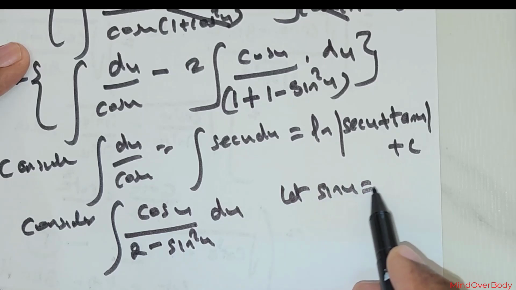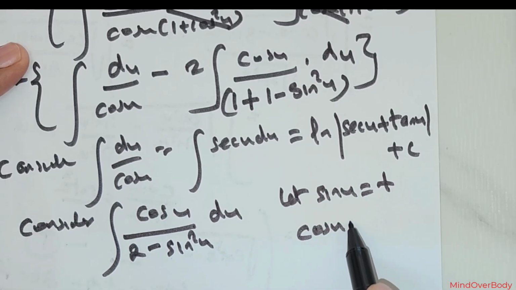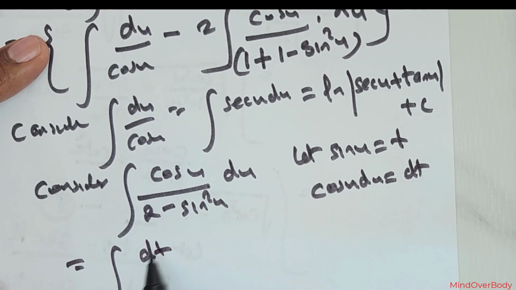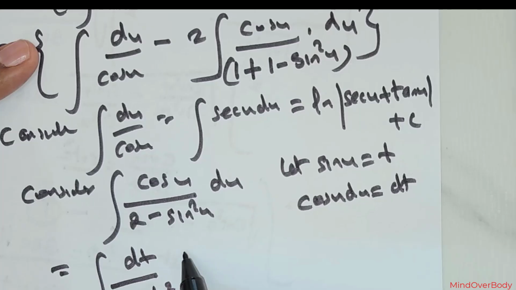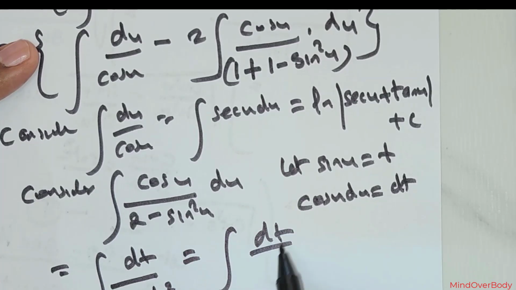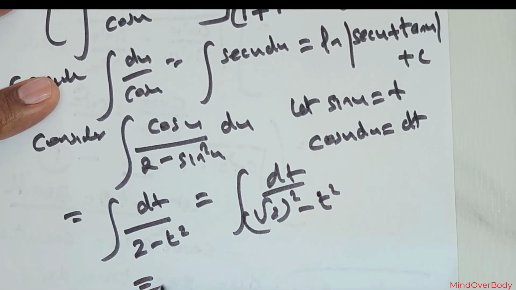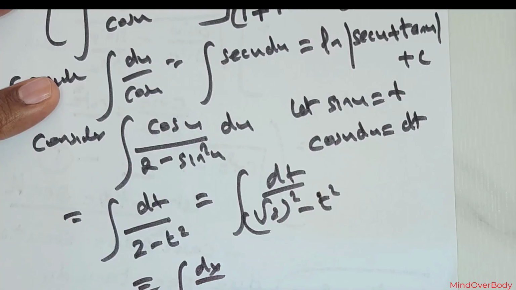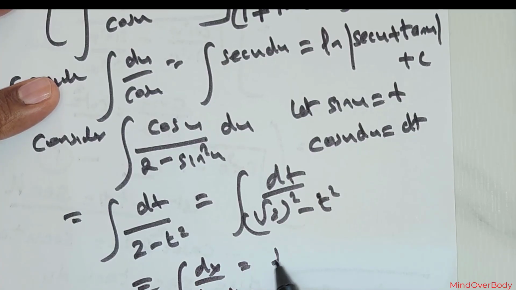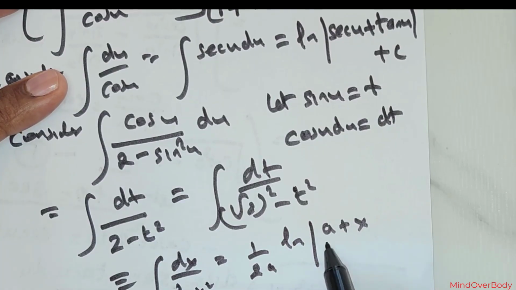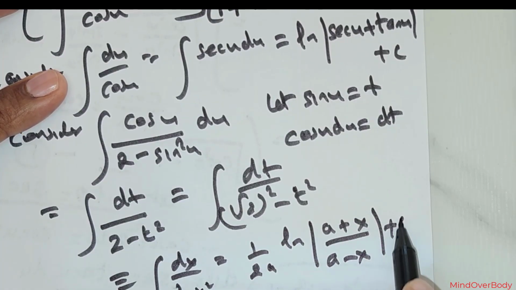Now let me take sin u to be equal to t. This will be cos u du is equal to dt. I will get here dt divided by 2 - t². This is rewritten as dt over (root 2)² - t². Now this is very similar to the integral of dx over a² - x², which has a standard formula of 1 over 2a ln|(a + x)/(a - x)| + c.